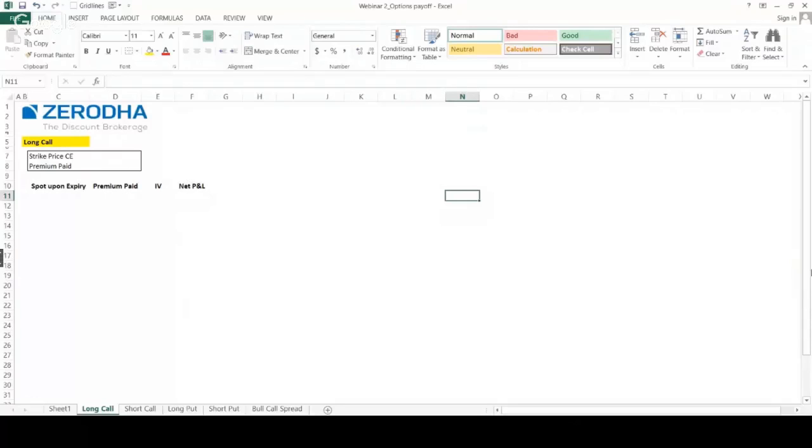The objective for today is to help you understand how you can plot the profit and loss payoff of an options position. It could be a single leg position or it could be a multi-leg position. How would you plot the P&L on MS Excel?